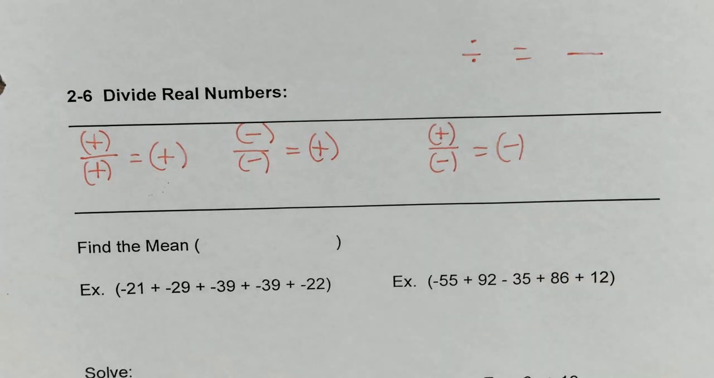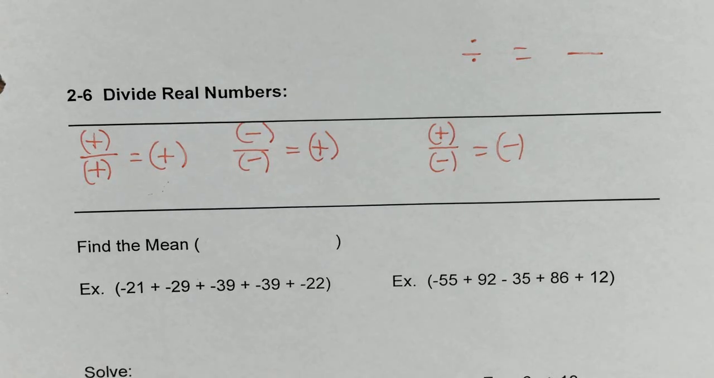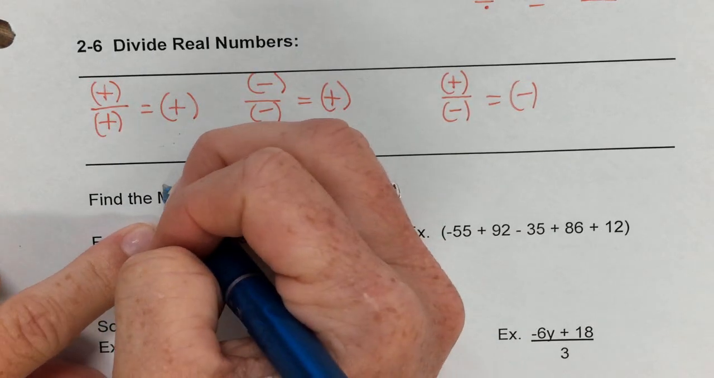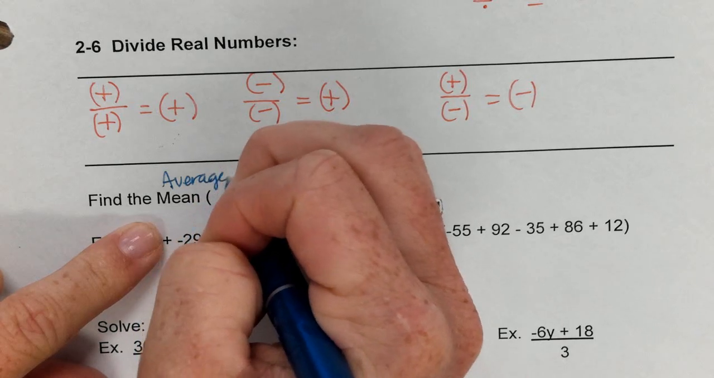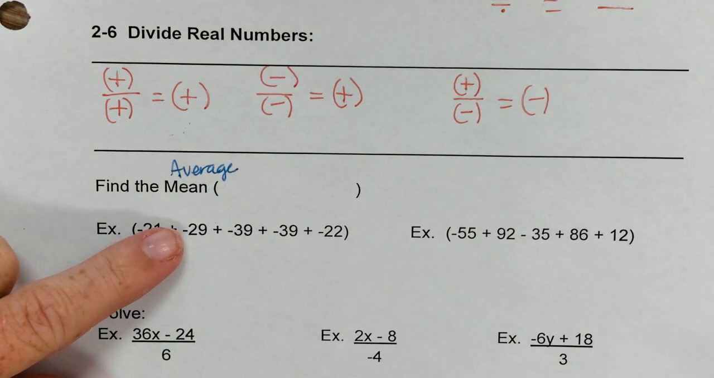So the first thing we're going to talk about is how to find the mean. Y'all learned this in 6th grade. Y'all remember what mean is? Mean, median, mode, and range. What's mean? The average. So write that right here. Mean means average. So this is like what your teachers do with your grades all the time.